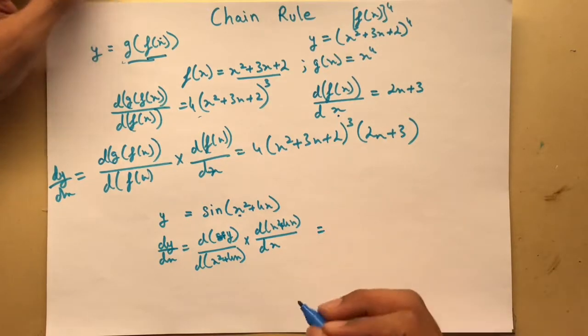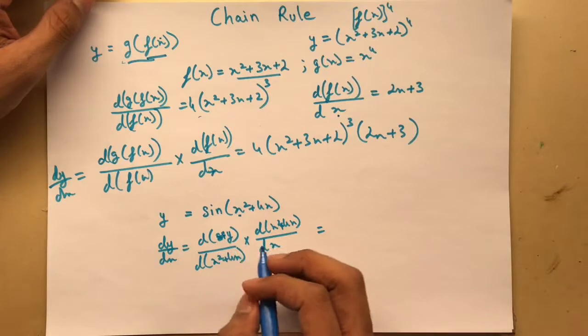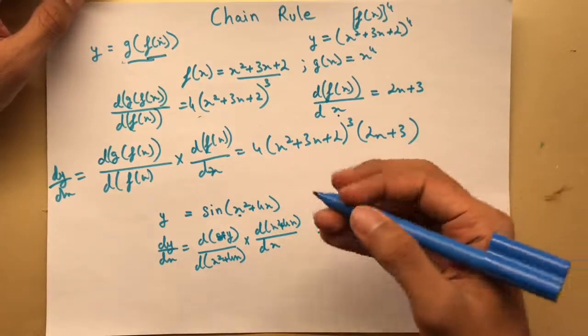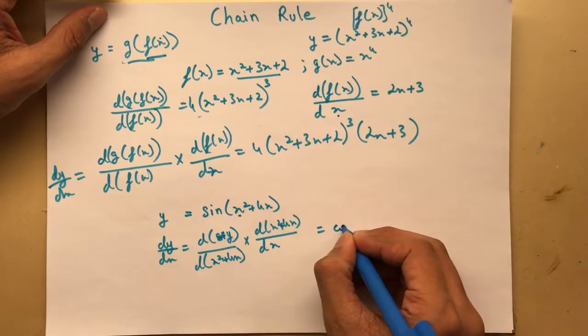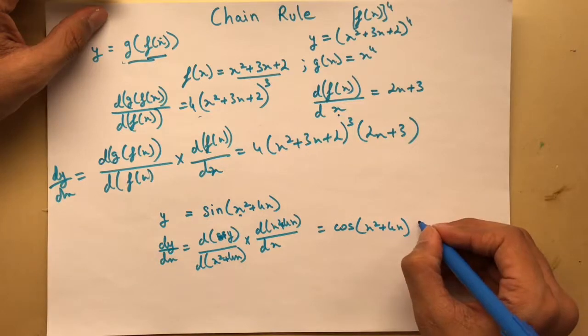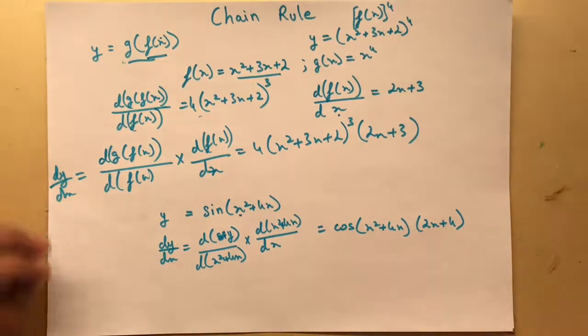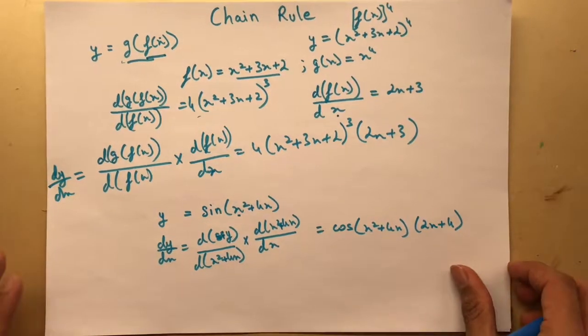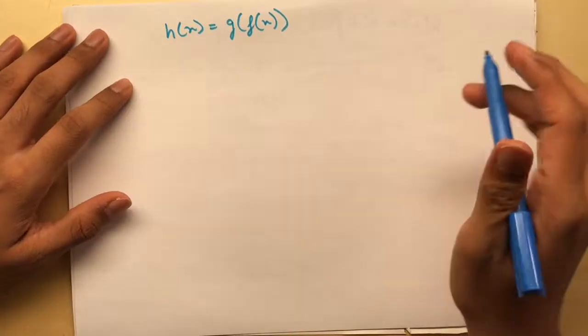So we know that the derivative of sine x is usually cos x. So the derivative of sine of x squared plus 4x with respect to x squared plus 4x should be cos of x squared plus 4x, and then the derivative of x squared plus 4x with respect to x, which would be 2x plus 4. And that's how you use the chain rule. So the proof of the chain rule is actually pretty simple.